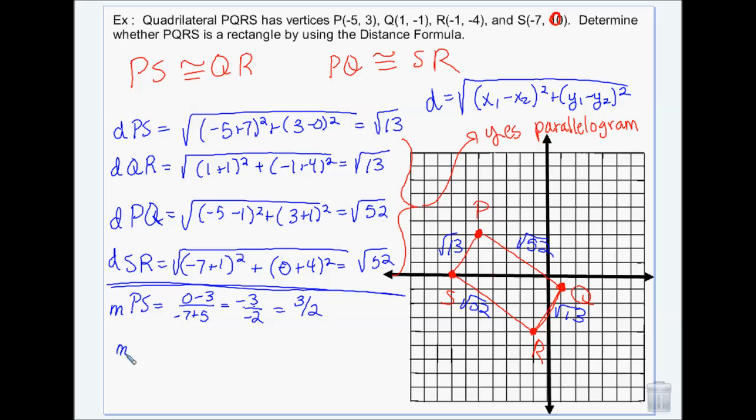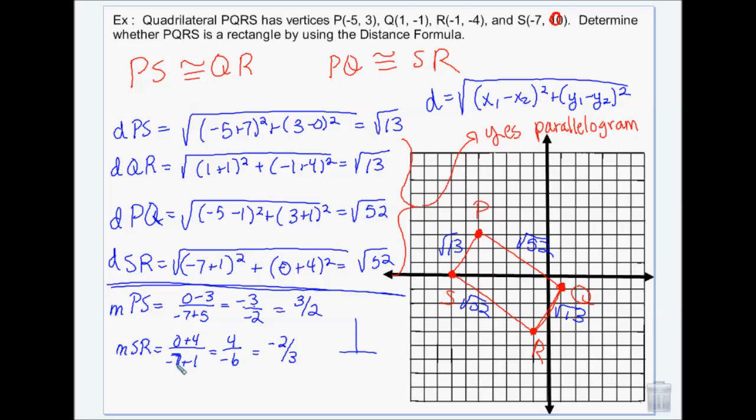Okay, and then the slope of SR. Alright, so SR, I'm going to have 0 plus 4 over negative 7 plus 1. So I've got 4 over negative 6, which is negative 2/3. 3/2 and negative 2/3 are perpendicular.